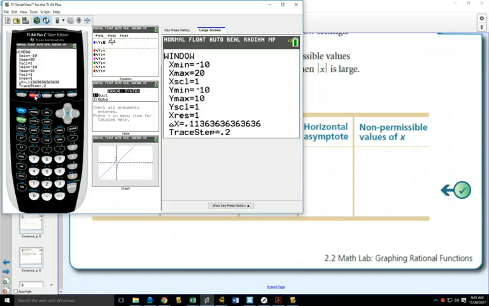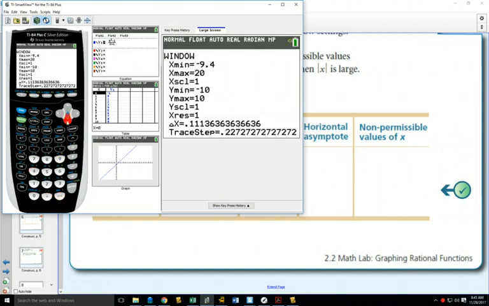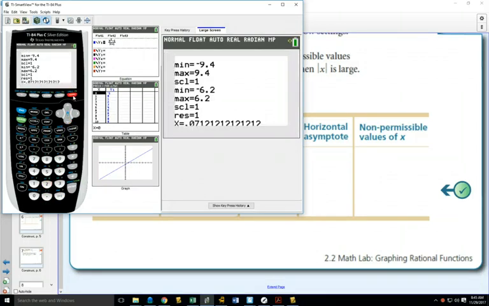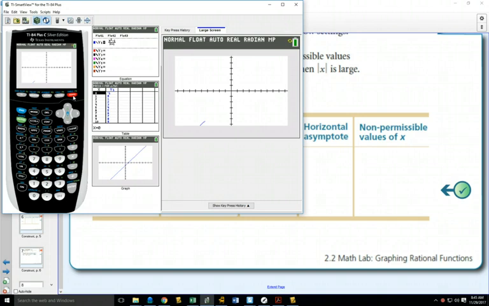And it's said to set up our window from negative 9.4 to 9.4 and negative 6.2 to 6.2. Now, depending on the version of the calculator, it may or may not do a good job of this.